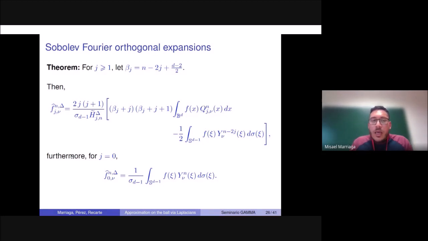Okay, and when j is equal to 0, then the Fourier coefficients, if you look closely, coincide with the Fourier coefficients with respect to the spherical harmonics. So what this is saying is that this Sobolev basis reproduces the values of the function whenever you restrict it to the sphere.